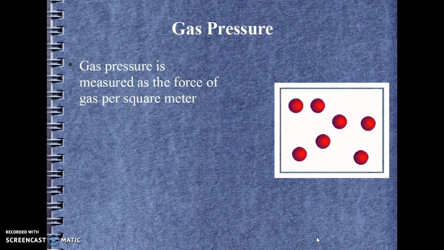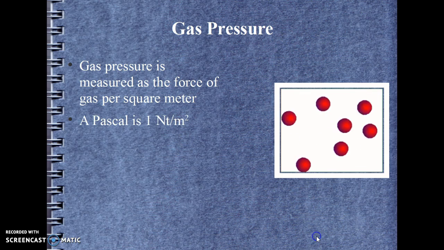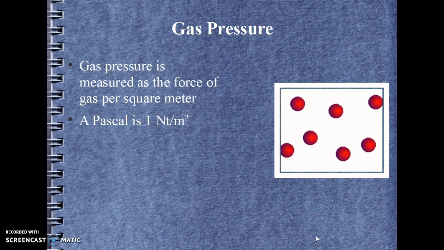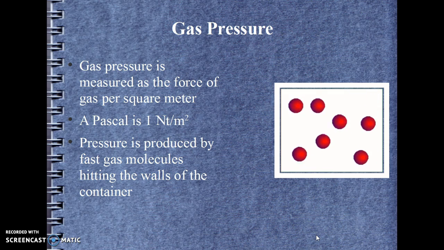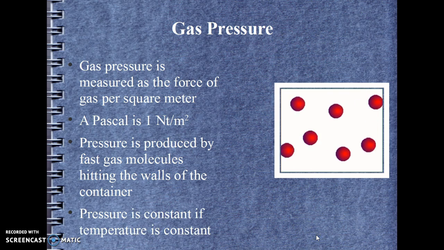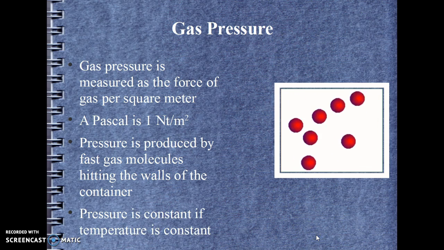Gas pressure is measured, of course, as the force of a gas per square meter. And the Pascal is a Newton per square meter. Pressure is produced by these fast gas molecules hitting the walls of the container that they're in. And if the temperature is constant, that pressure will remain constant as long as it doesn't leak.